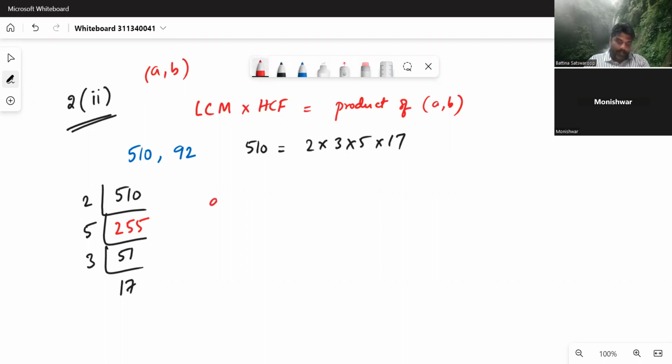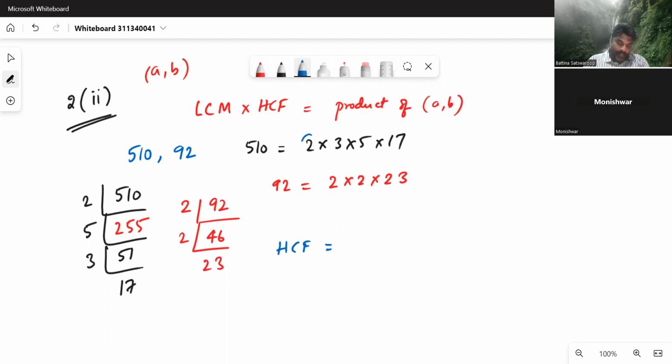Similarly, 92 you are having. 92 you can write as 2 46s are 92, 2 23s are 46. So 92 is equal to 2 into 2 into 23. Right. So what will be your HCF now? See, HCF is the highest common factor. So you are having 2, so the HCF will be 2. When it comes to LCM, you will take the highest powers of all the given factors. For example, you are having two 2's over here, so in LCM, you will take both the 2's.